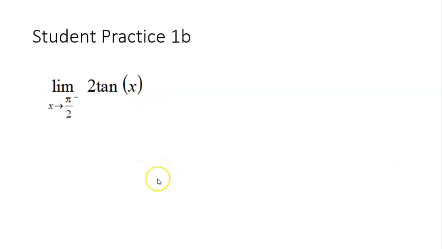Go ahead and see if you guys can find the limit of tangent of x, or 2 tangent of x, as x approaches negative pi. Pause the video. When you unpause it, you'll see the solution.